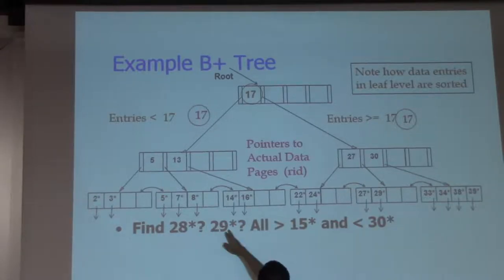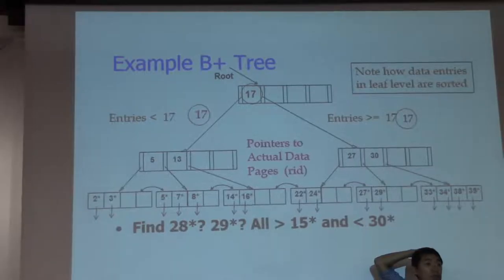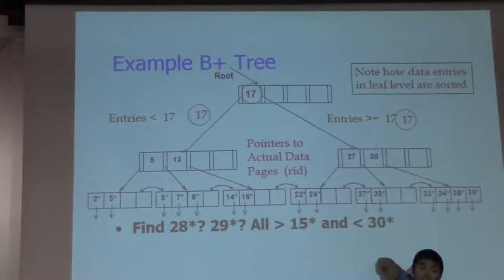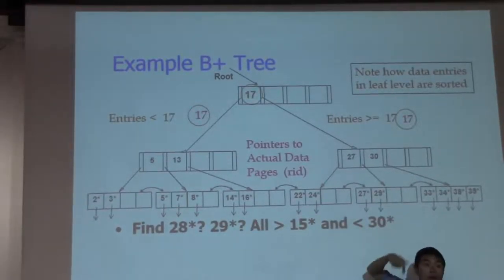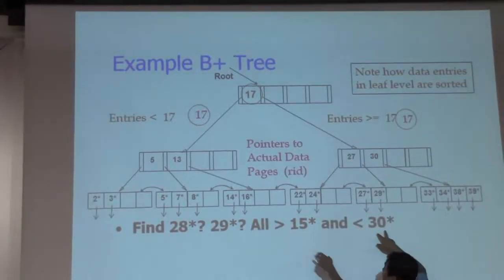But for 29, this time it's in this page. So I should return the ID this way, this entry. Okay? And this pointer, you can imagine that's kind of like a RID linked to the record itself. What about a range search?